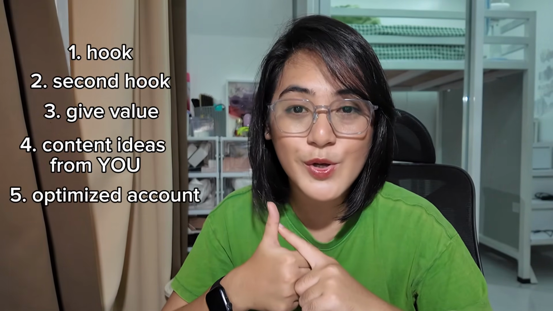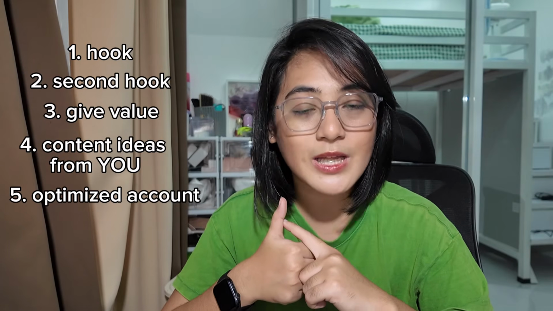And again, don't forget the 5 important things in creating quality content for you to get a client. First is the hook. Second is the second hook. Third is give value to them, not from ChatGPT, but make sure it is from your experience and expertise. Fourth is create content ideas, not from ChatGPT as well, but make sure that they are from your own perspective. Last thing, very important, is make sure that your account is optimized before creating content or engaging with your clients.